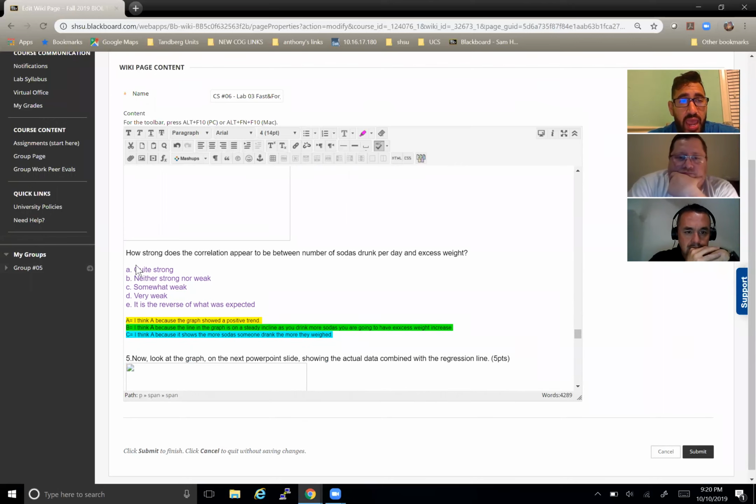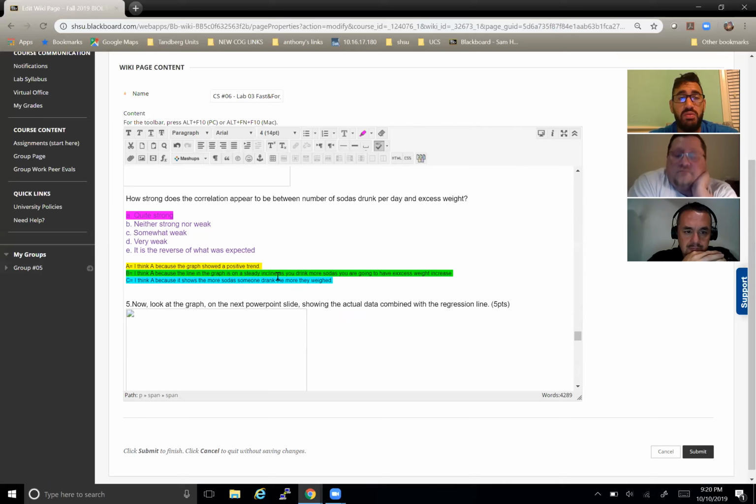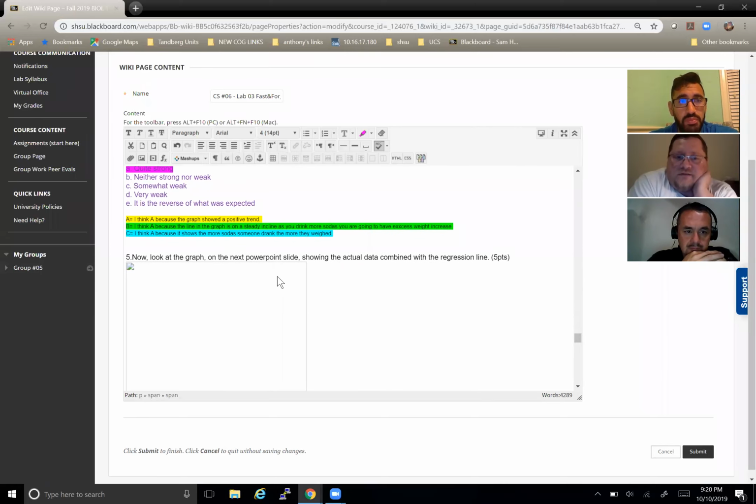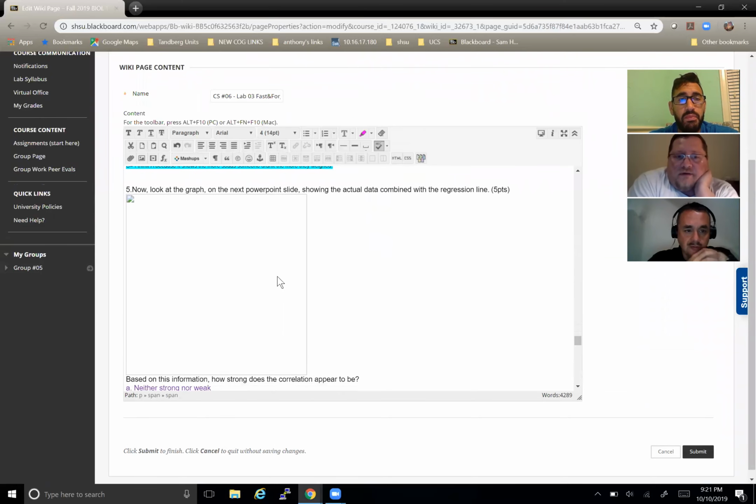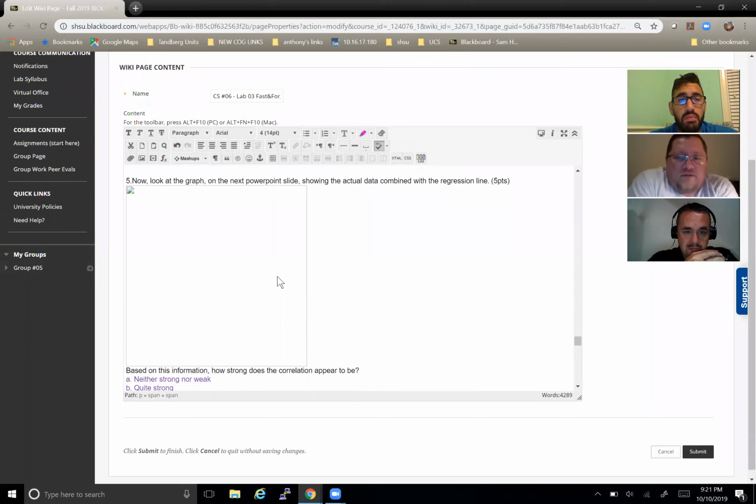A, quite strong. Looking at that graph, it shows that the more sodas you drink, the more weight you have to carry around. That doesn't mean that's exactly the reason why, but that's what the data is pointing to. That's correct. Good. Yep.